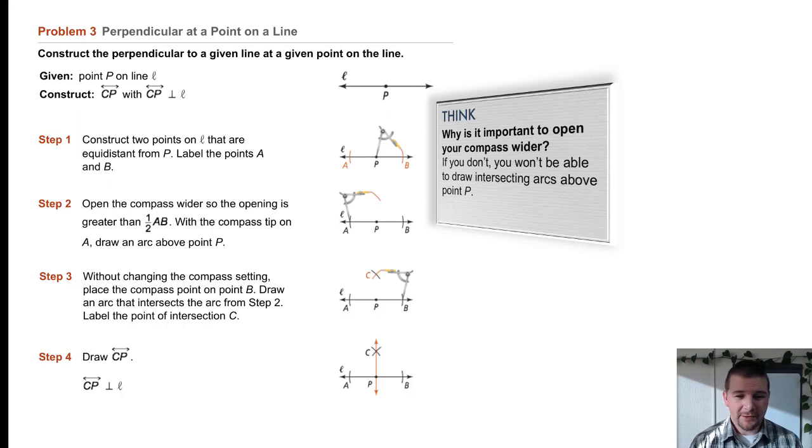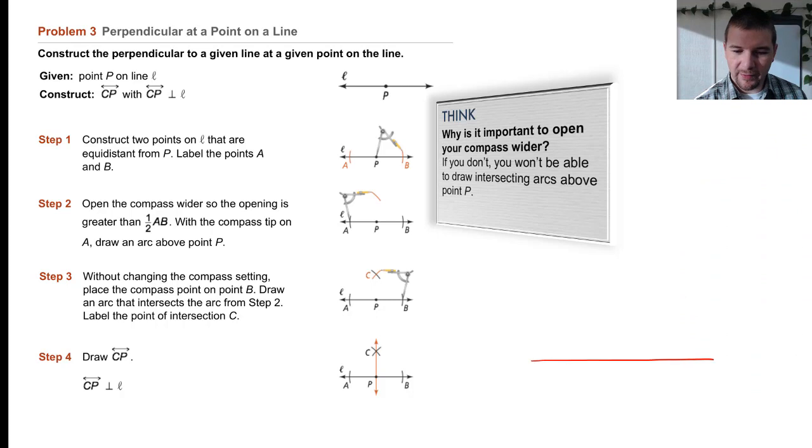Now we've constructed perpendicular segments in the past. We've constructed perpendicular bisectors, and we're going to use some of those same techniques. Step 1, we need to identify 2 points that are equidistant from the center point P. So we need to make P the center.